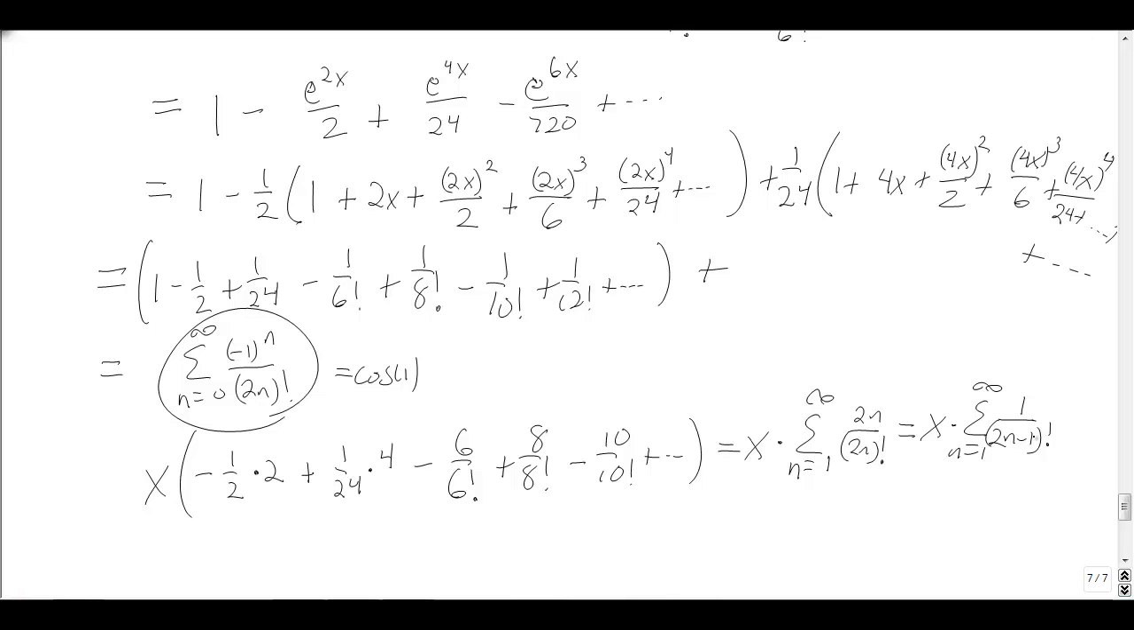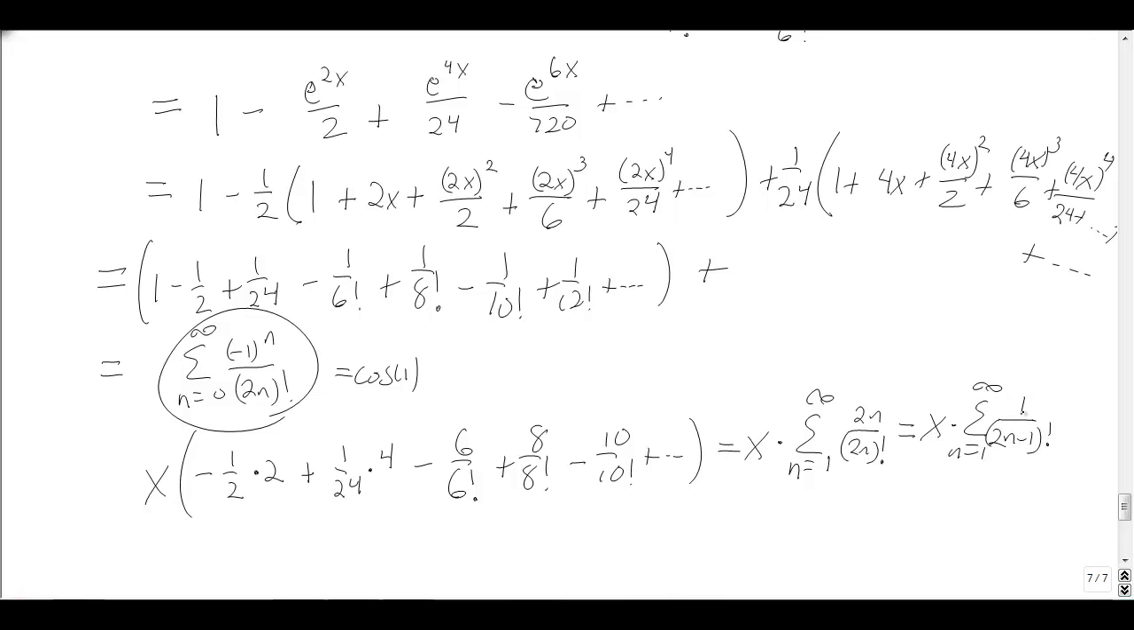Let's see. So if you add up 1 over x to the 2n minus 1 factorial, so that looks like, let's see, it's kind of like a sine here. So we've got odd factorials. Problem is it doesn't have that negative 1 to the n. So not real sure what to do with that as we go along.